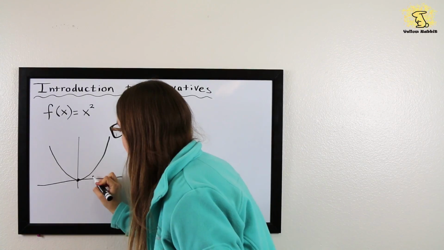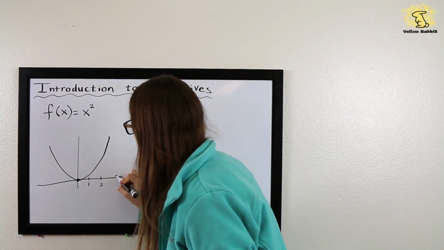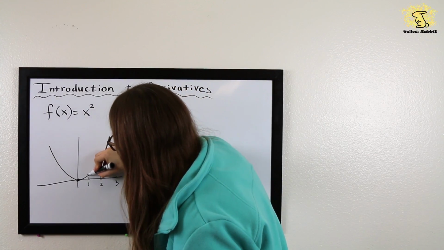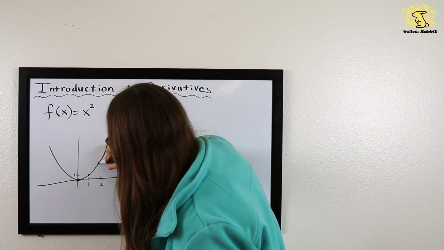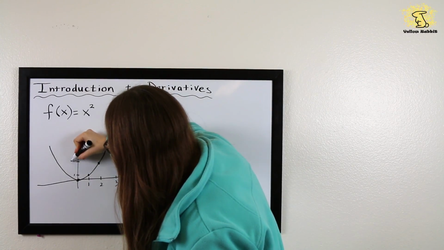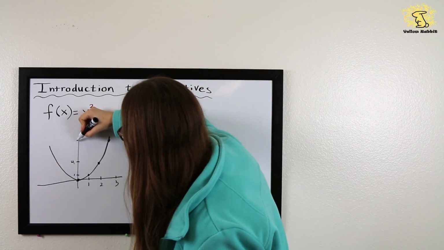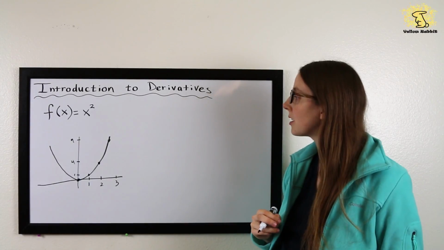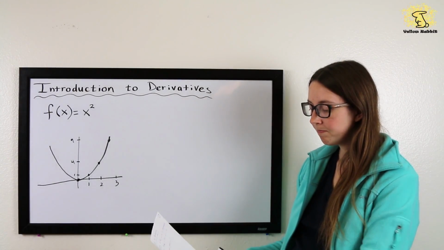Here we've got 0, 0. And then I'll label here the point 1, 1, 2, 4, and 3, 9. So here's our plot of the function x squared.